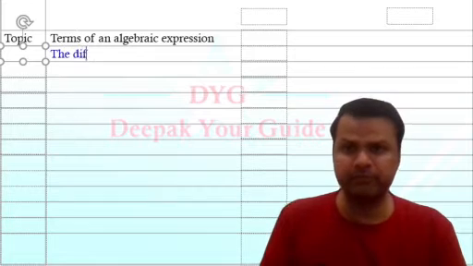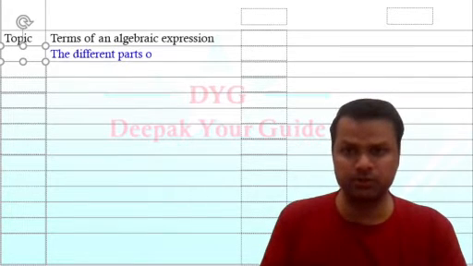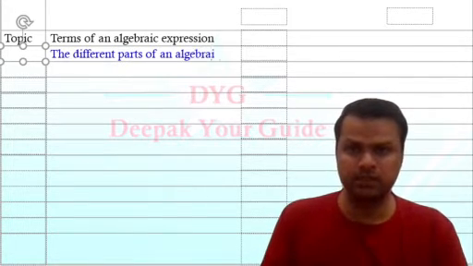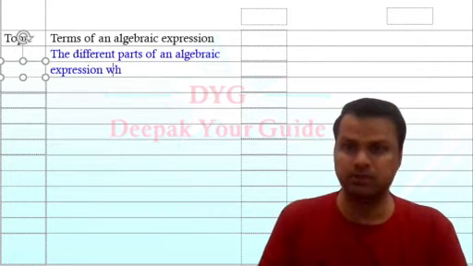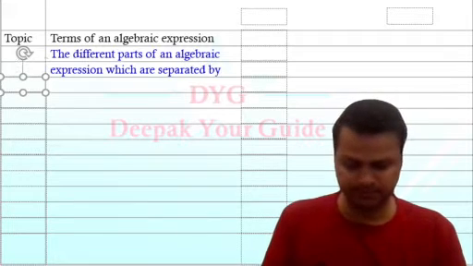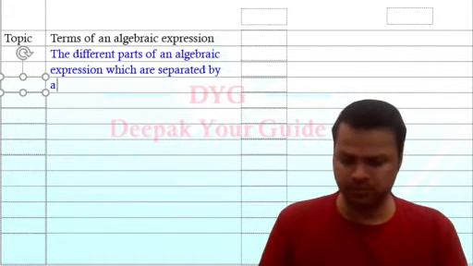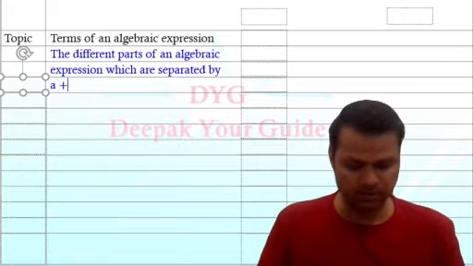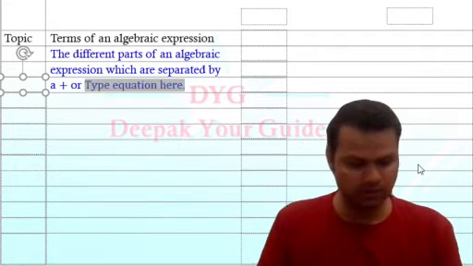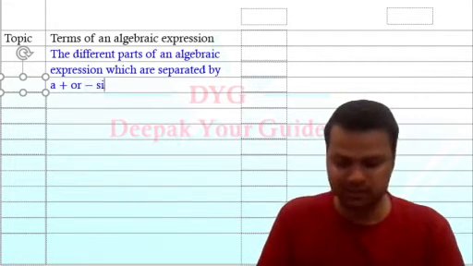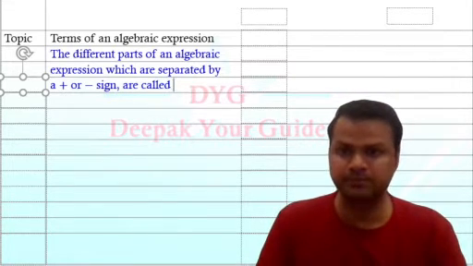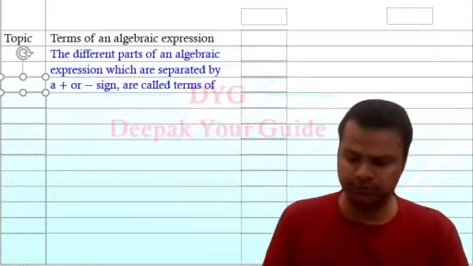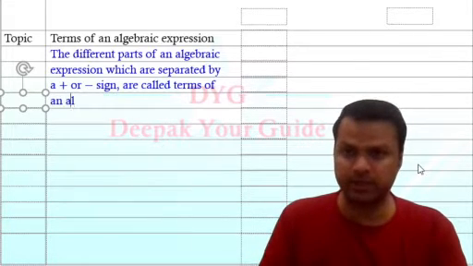The different parts of an algebraic expression which are separated by a plus or a minus sign are called terms of an algebraic expression.